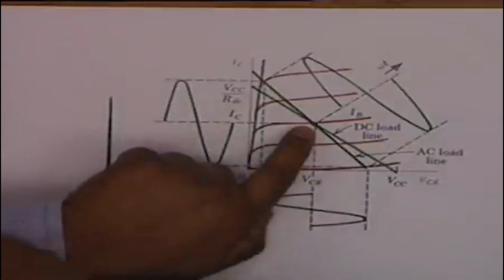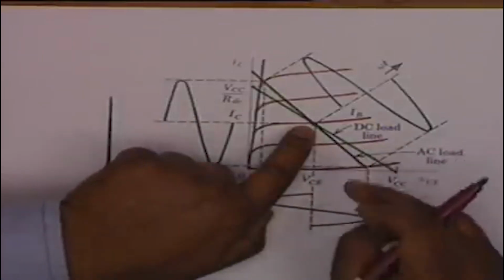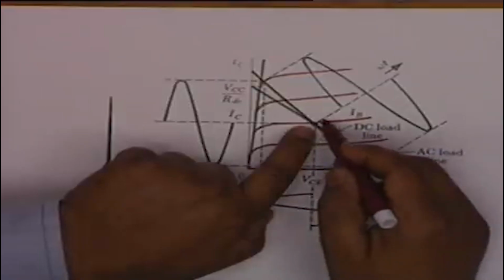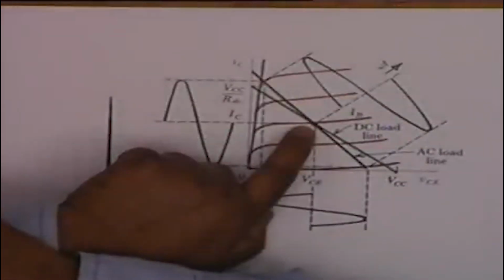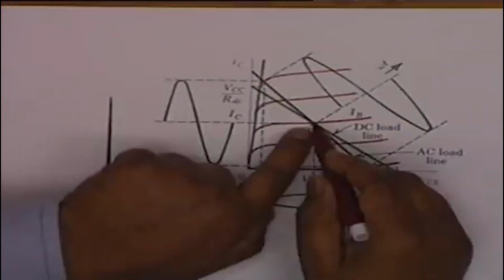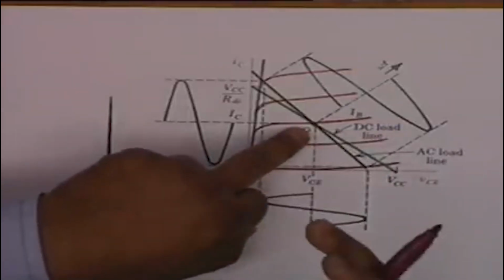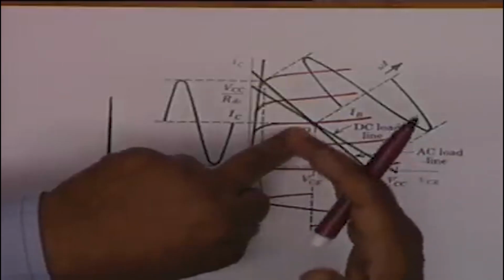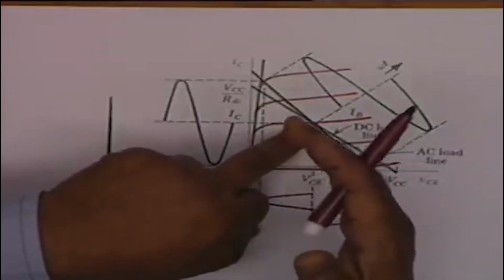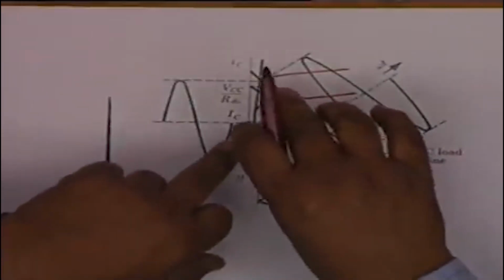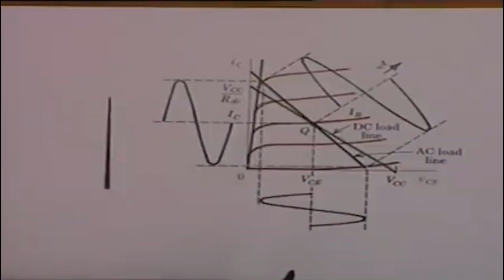That's correct. At this point the input signal current is 0. This is the DC quiescent point. DC quiescent point is also the AC quiescent point. Therefore once you settle on the DC Q point, the AC load line hinges on this point and goes slightly above, that is, it goes slightly in the clockwise direction.